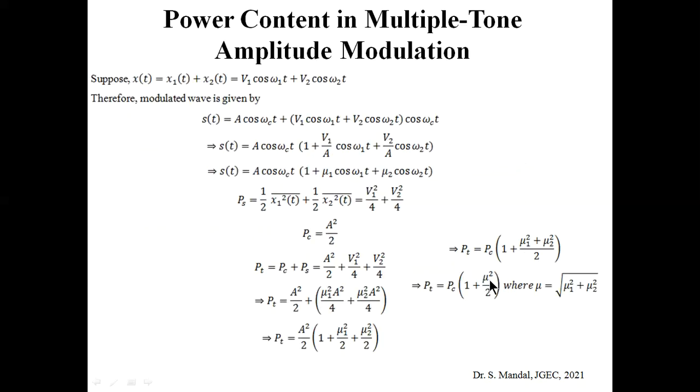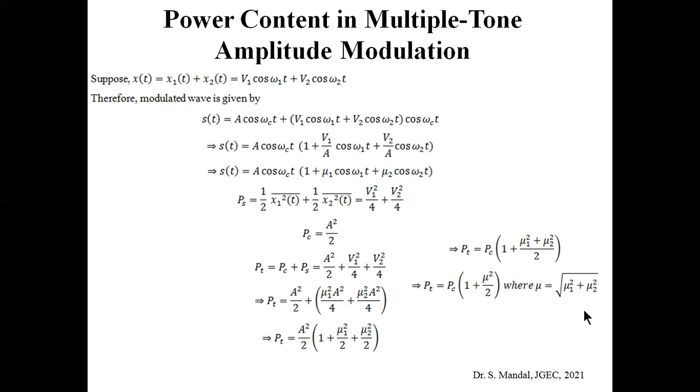So here we define mu as the effective modulation index for multiple tone modulation, where mu can be defined as root over mu1 whole square plus mu2 whole square. That is, mu square is equal to mu1 square plus mu2 square. So this is the power content in multiple tone modulation.